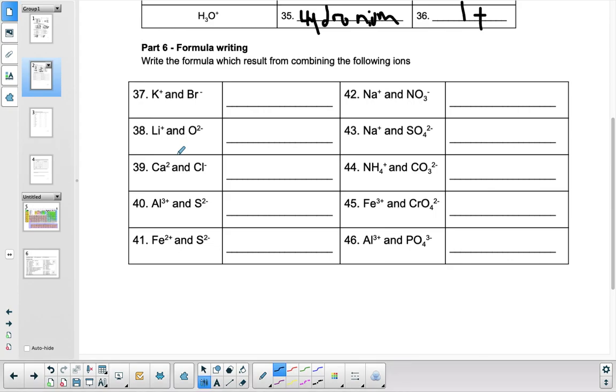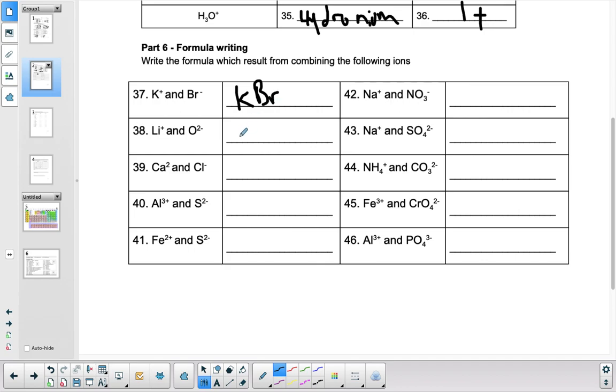Part 6, we're writing the formulas of the given atoms when they combine. And so the key to this when writing the formulas is they need to be neutral. That means you need to have the same amount of positive charge and negative charge in order to make the equation. So number 37 is easy. We have a positive one and a negative one. Those are going to balance each other out, make a net force of 0, so we don't need to make any changes, so we can just write KBr.